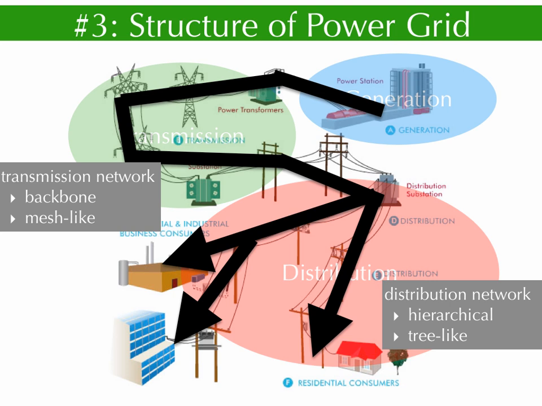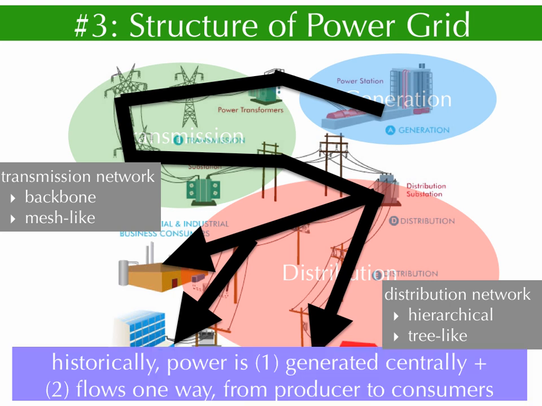Lastly, taken as a whole, the traditional model of the power grid is centralized generation of power that flows one way from producers to consumers. This power distribution paradigm is shifting with the advent of distributed power generation sources like wind and solar. So again, to reiterate, power historically is generated centrally and is pushed out as a one-way flow from producers to consumers, as shown here by the black edges.